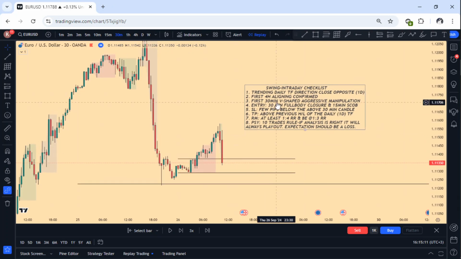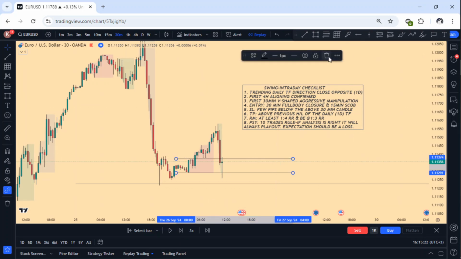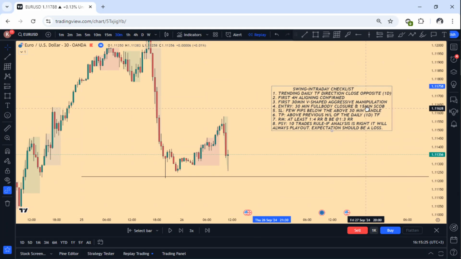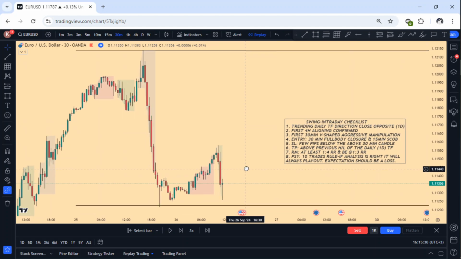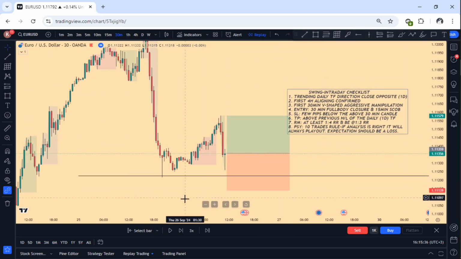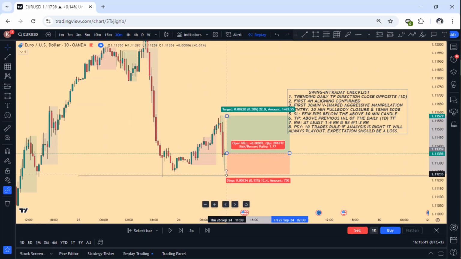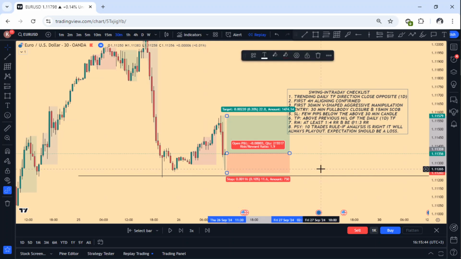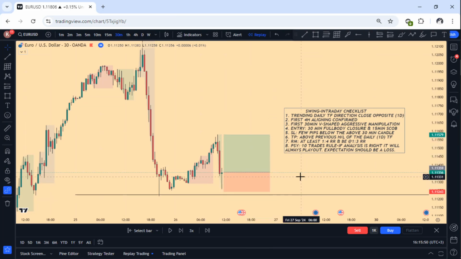Now we are waiting for a 30 minutes full body closure. So let's wait and see if we are going to get a full body closure. Now that wick is very important. It shows that the momentum down is over. So ideally you can take your entry from that point. You can take your entry from that wick, because you already have a closure. Or you can wait for a full big body closure.